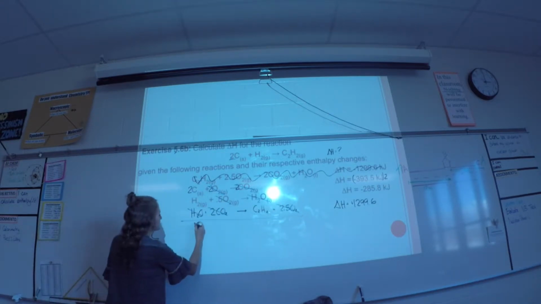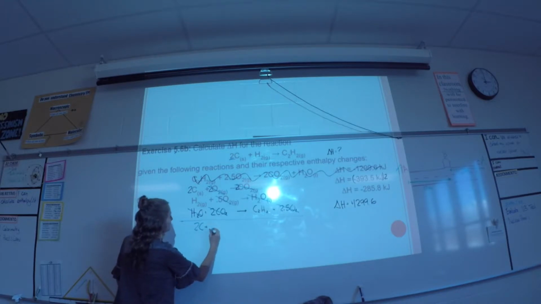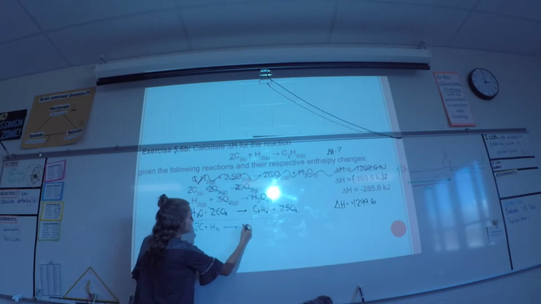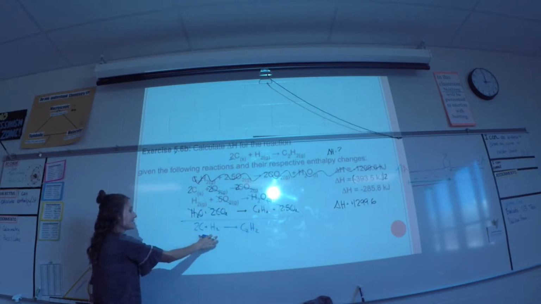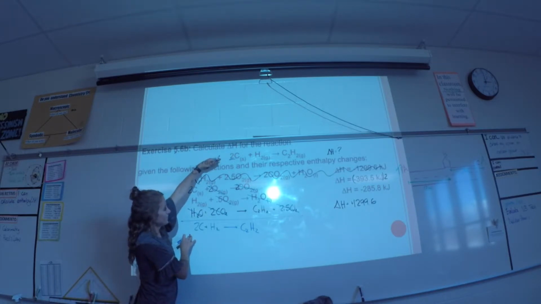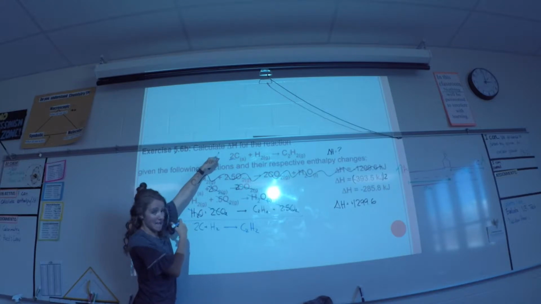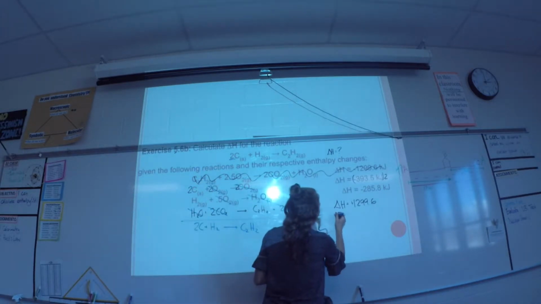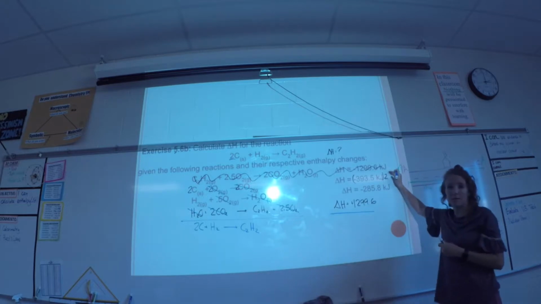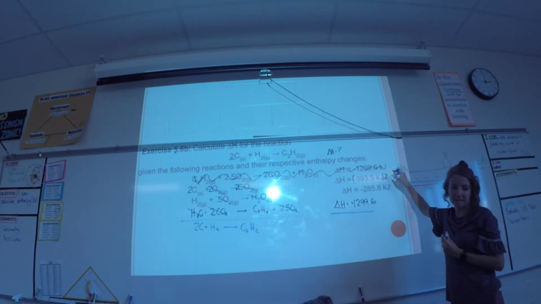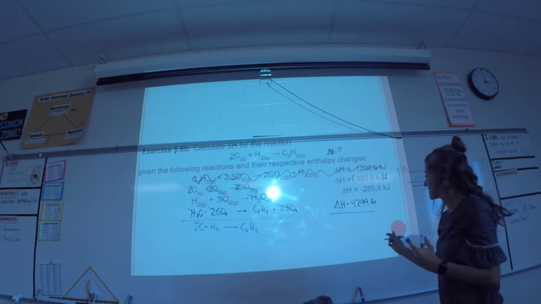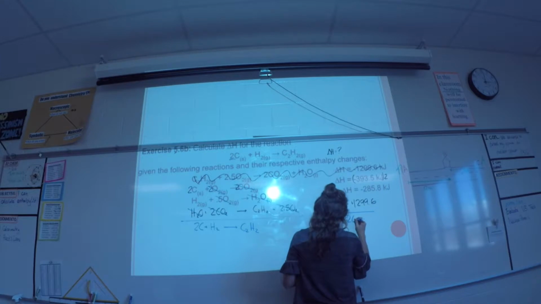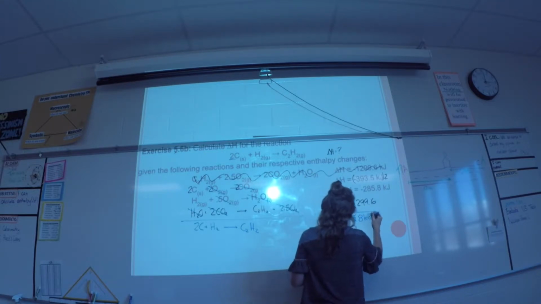So now let's rewrite what's left. I have 2C plus H2 changing into C2H2. So I just carry down the things that didn't cancel. I then check to see, does this match what I was trying to get? And it does. So now I can add up my new delta H's. Once again, multiplying this one by 2, flipping the sign of the first one, and we get 226.8 kilojoules.